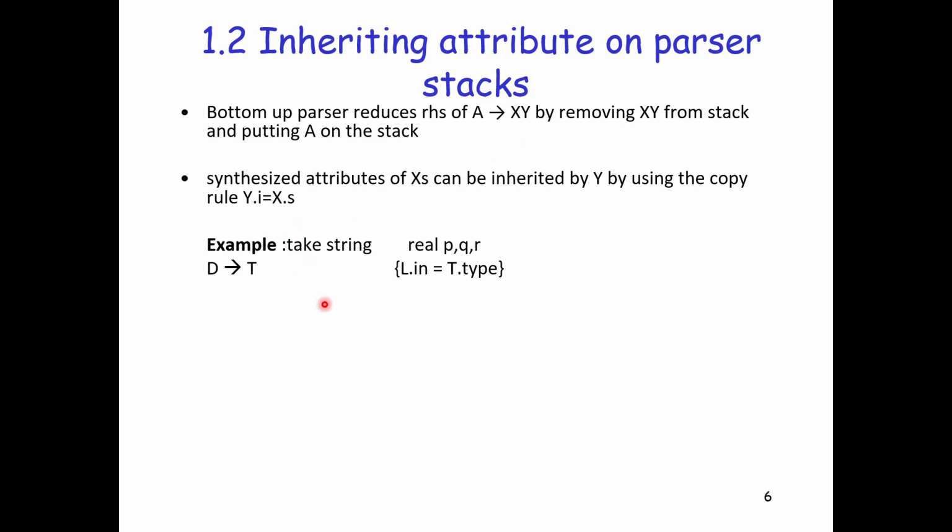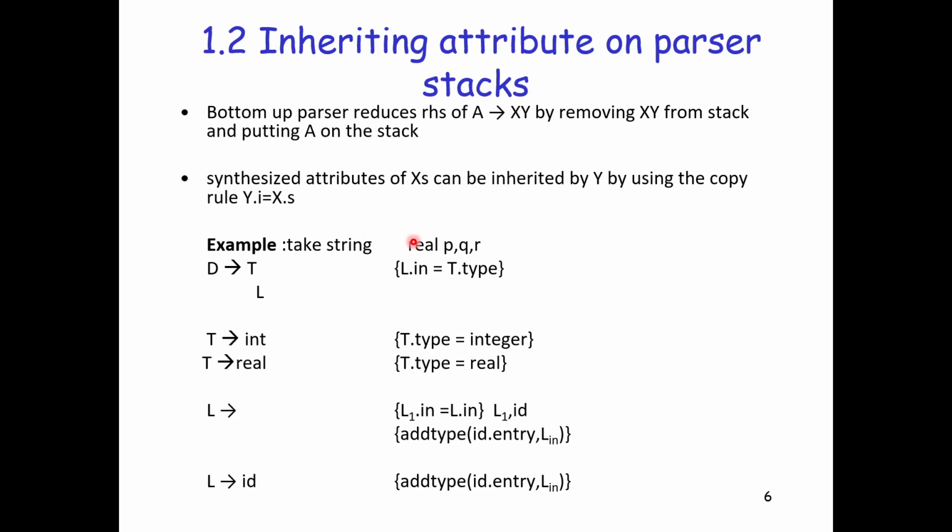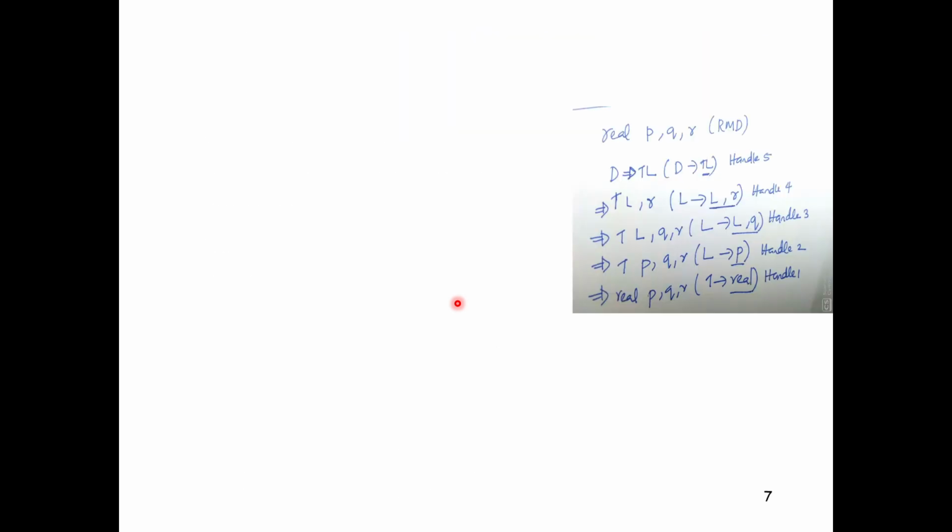Consider again the example of declaration. D gives T L. You consider the string real p, q, r. The productions corresponding to this declaration are D gives T L, T gives int, T gives real, L gives L, ID, L gives ID. Inside this also the actions are embedded. Translation schemes are embedded so that we can build the code fragment so that we can evaluate the value of attribute.